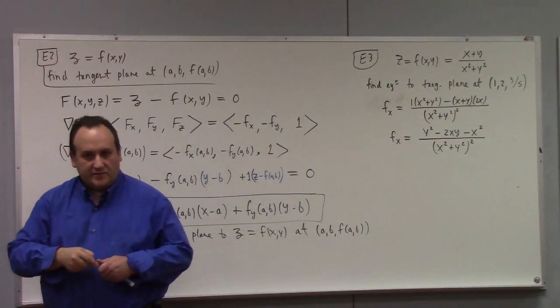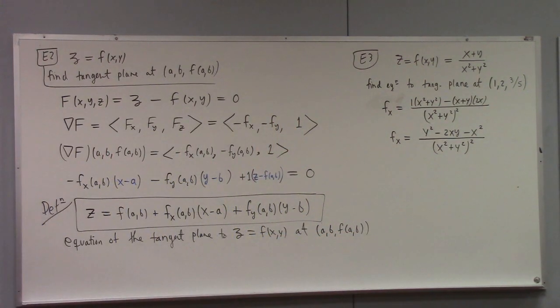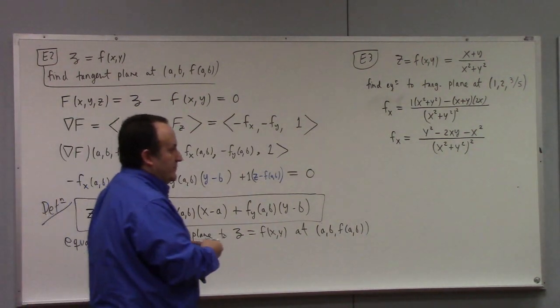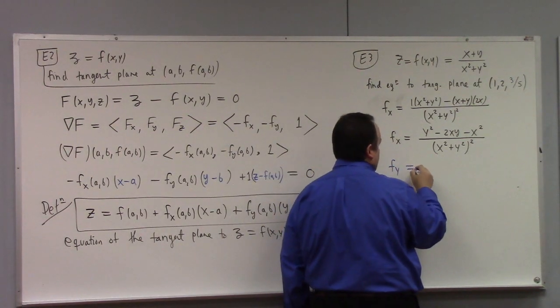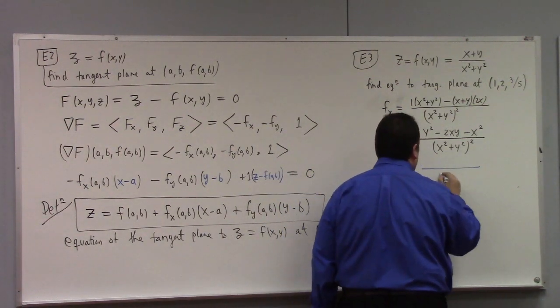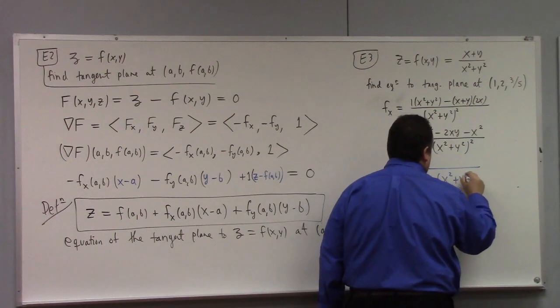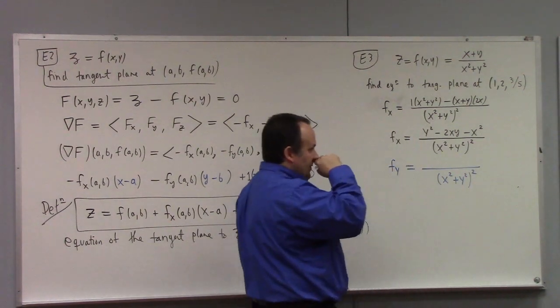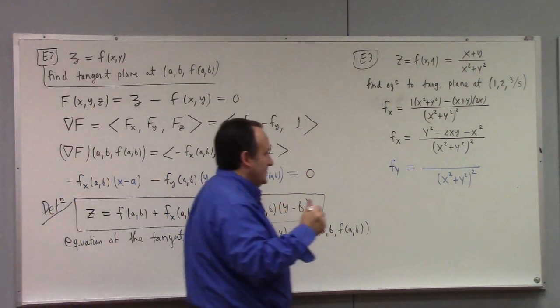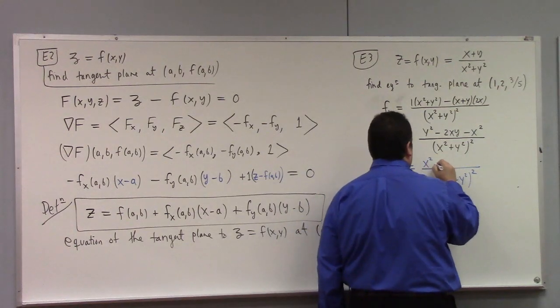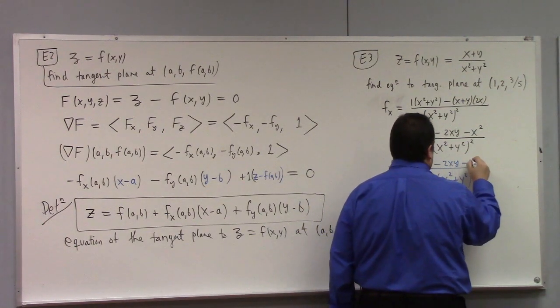Here's a fun trick to have in your arsenal. If the formula is symmetric with respect to x and y, you don't need to differentiate again. You just need to exploit the symmetry of x and y. So with x and y's roles being reversed, what's fy equal to? I'll do the easy part: x squared plus y squared, squared. What goes up top? Switching the roles of x and y: x squared minus 2xy minus y squared.